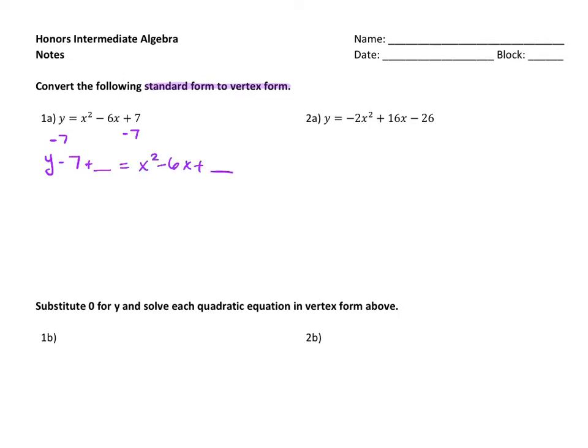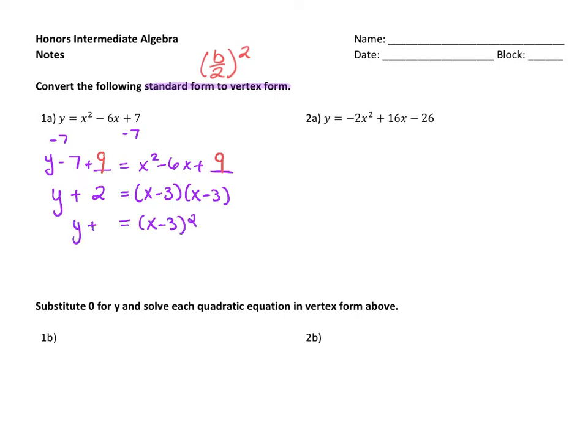Then to fill my blank, when we're completing the square, we're going to use the opposite of b divided by 2 squared. So half of b is -3, squared would be a +9. I'm going to add that to both sides. On the left side, this would combine to be y plus 2. On the right side, this is going to factor into x minus 3 quantity squared. Then the final step to convert to vertex form is to move that value with the y back over, so I minus the 2.